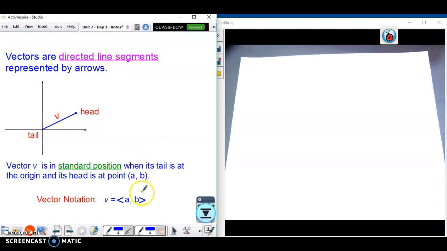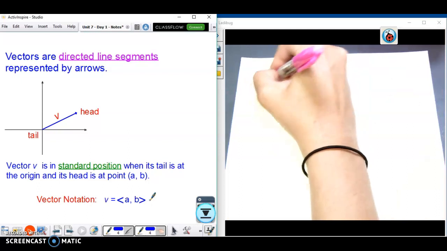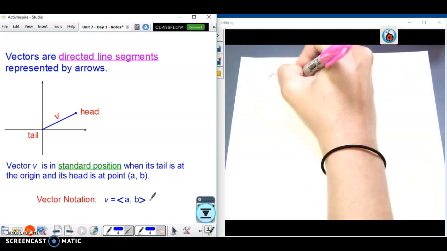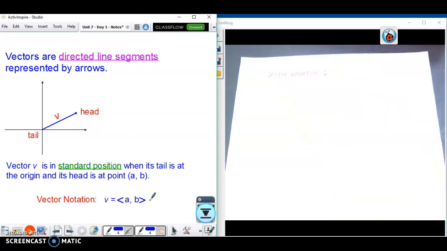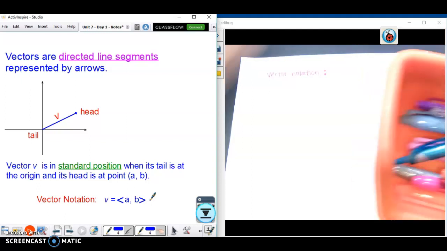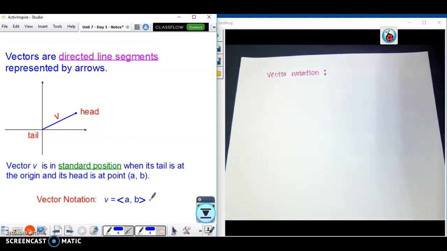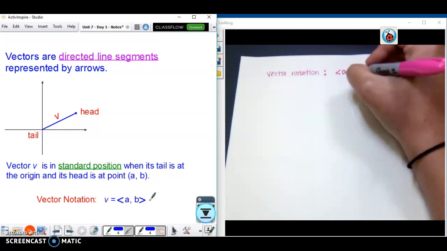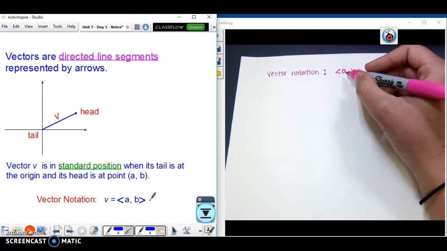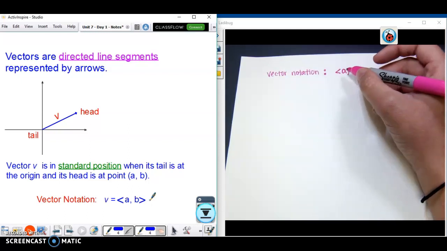Okay, so for vector notation, we're going to have what looks like this less than sign, but A to B. And it works just kind of like a coordinate, okay, where it's going to be the standard position.